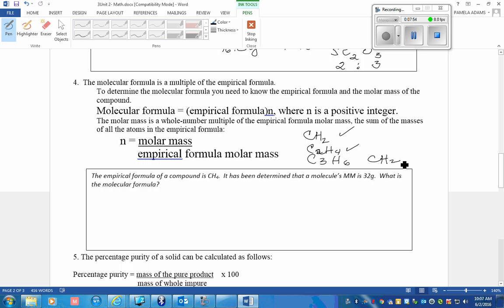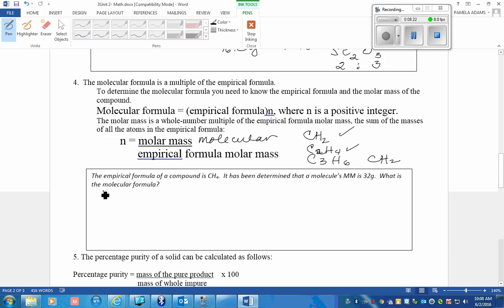Okay, it says the empirical formula of a compound is CH4. It has been determined that the molecular formula has a molar mass of 32. What is the molecular formula? You take the molar mass of the molecular formula, divide it by the molar mass of the empirical formula, and that gives you a value n. You take the empirical formula and you use that n as a multiplier.